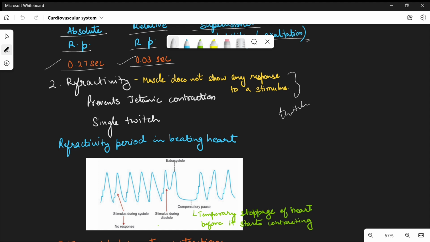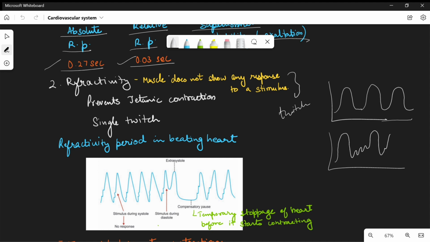Now, first of all, what is a single twitch? What is multiple twitch? We will understand. If you give one impulse, then it will be a single twitch. But if you give continuous impulses, it will be complete tetanus. Incomplete tetanus is like if you give one single impulse, it will be like this, and if you give impulse here only, it will be very irregular, like this. This is incomplete tetanus. So coming back to refractivity, it is important to understand that it prevents tetanic contraction, and the muscle gives a single twitch.